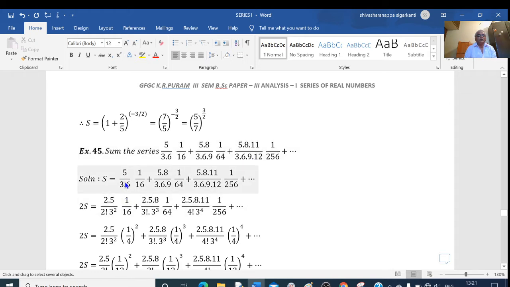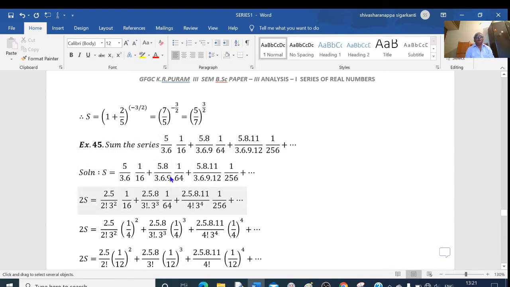Okay, first I will write this 5 by 3 into 6 is there. Now here, what I do is, this is 3 factorial into 1 by 3 cube, I can write. This is 4 factorial into 1 by 4 to the power of 4. This is 2 factorial into 1 by 3 square. But in binomial series, if this is 2 factorial, then there must be 2 terms in the numerator which are in arithmetic progression. This is 3 factorial, there must be 3 terms here. This is 4 factorial, there must be 4 terms here.